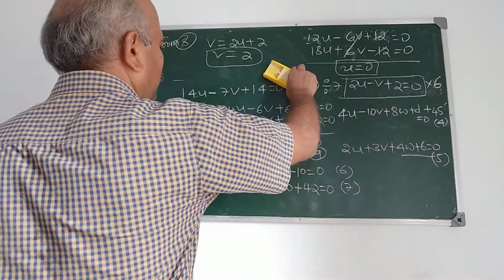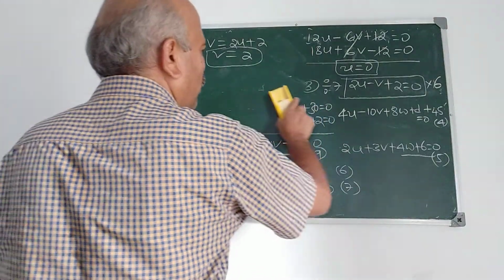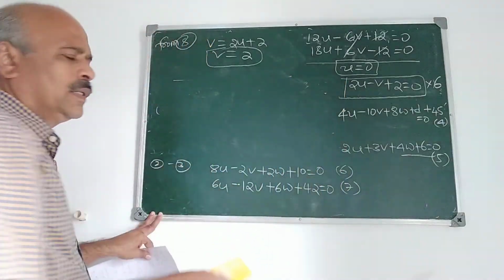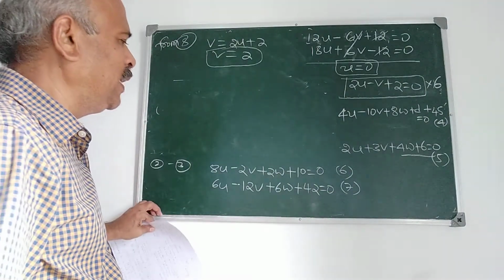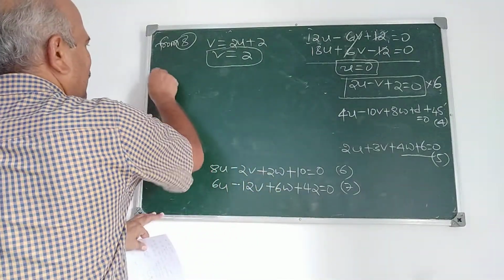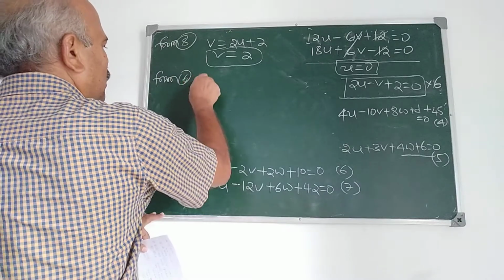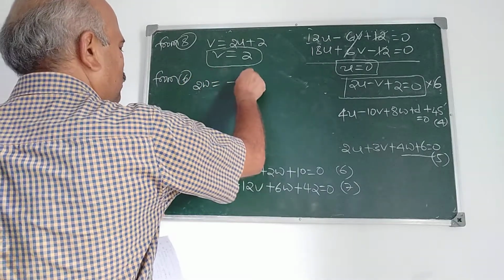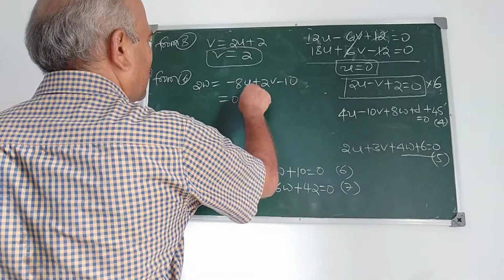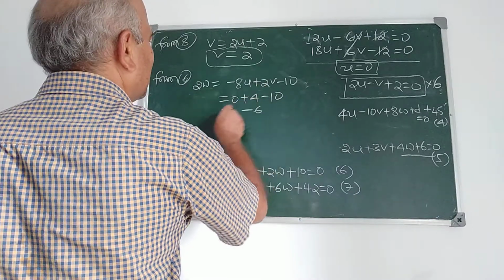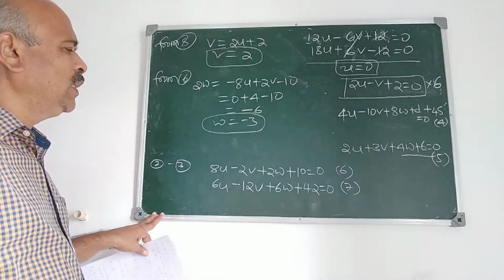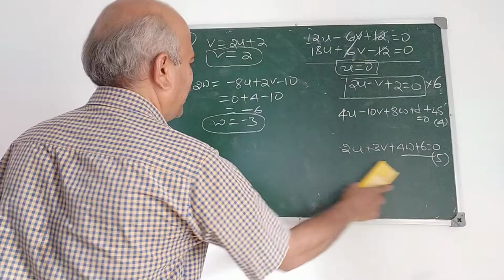Next we want w, for which we have to use the equation where substitution becomes easier to find w. I think the sixth one. From equation 6, 2w is minus 8u plus 2v minus 10. 0 plus 4 minus 10 is minus 6. W is therefore minus 3. U is 0, V is 2, W is minus 3.